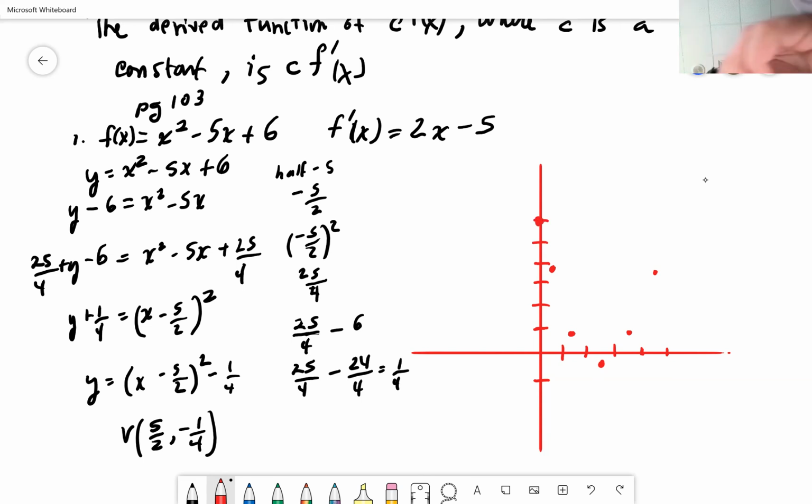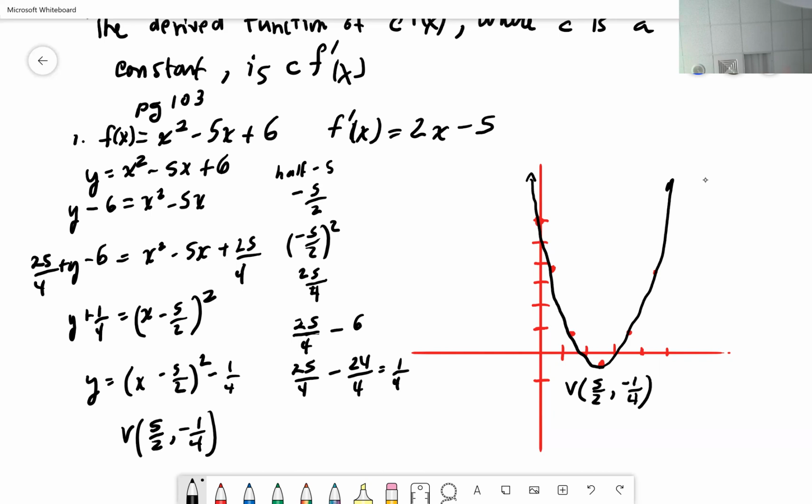If I make a sketch of this, this is a parabola facing up with the vertex here at 5/2, negative 1/4. Now you could have found your zeros if you wanted to, but that's not interesting to me for this problem. Okay, fair enough. Are we good?